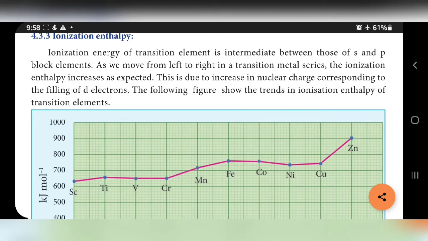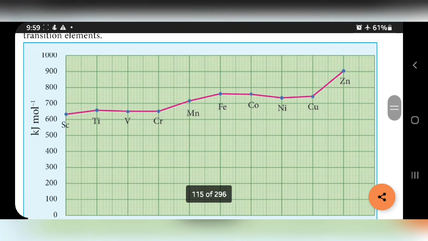So ionization enthalpy increases from left to right, because as you move from left to right, size decreases, meaning attraction increases, meaning more energy is needed for removing an electron. So only ionization enthalpy increases. This is due to the increase in nuclear charge, that is attraction, corresponding to the filling of d electrons. The following figure shows the trend in ionization enthalpy of transition elements.